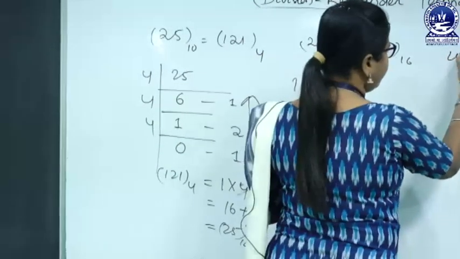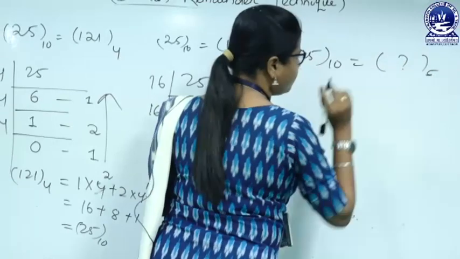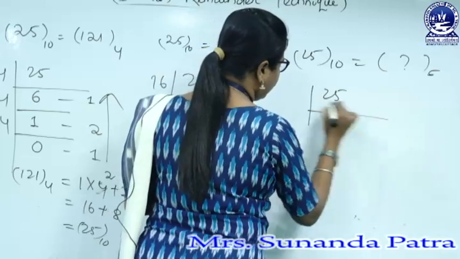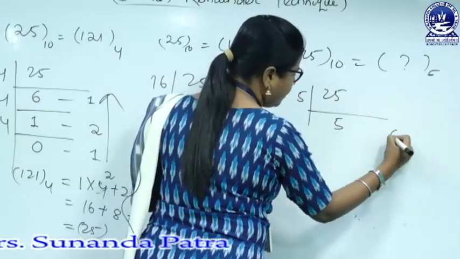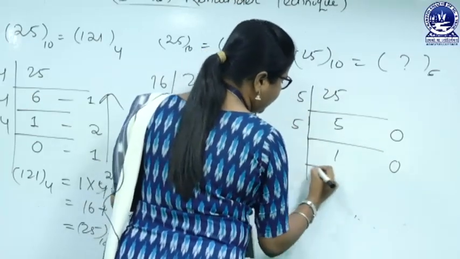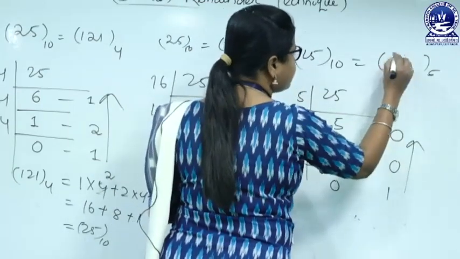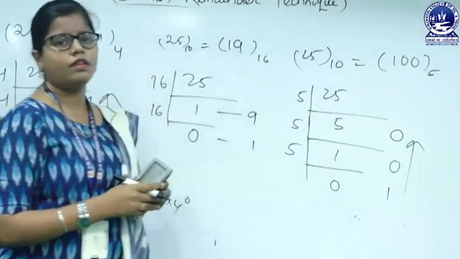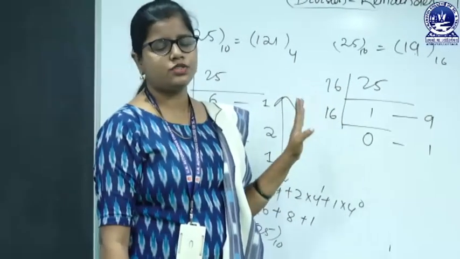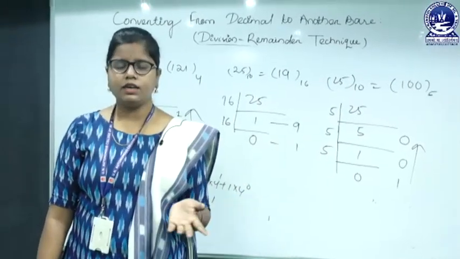So 25 base 10 is equivalent to, suppose base 5. We need to convert 25 into base 5. So 25, here is the 5. 5 5s are 25 and the remainder is 0. Again 5 1s are 5, the remainder is 0. Again 5 zeros are 0 and here is 1. So what is the answer now? This is 100. So see, we got 3 different bases for the same number, that is 25 base 10. So in this way you can convert the decimal number system into any other base.